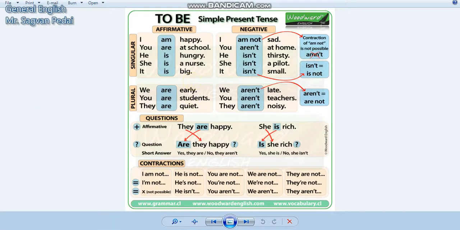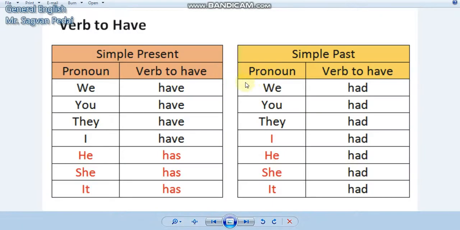Verb to have. So simple present tense. We have, you have, they have, I have, he, she, it has. He, she, it has. He has, she has. He has a book.